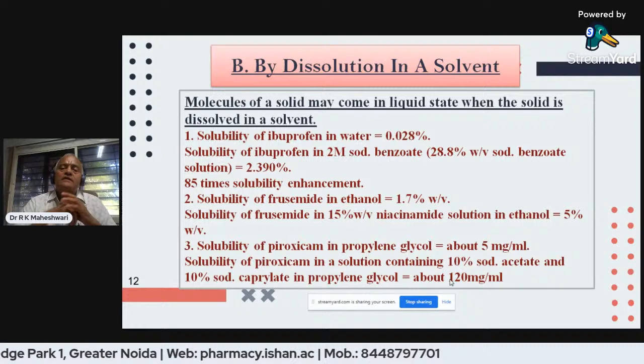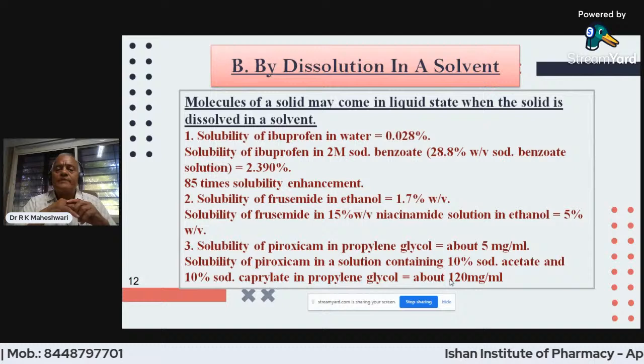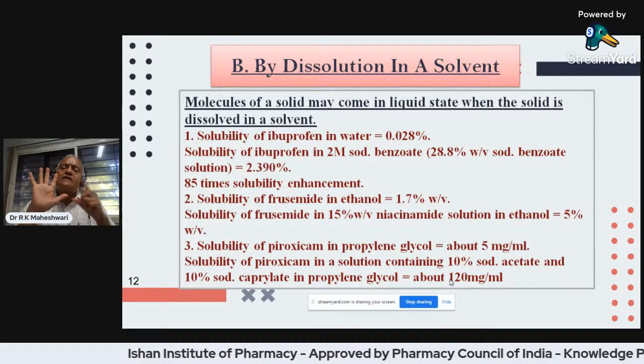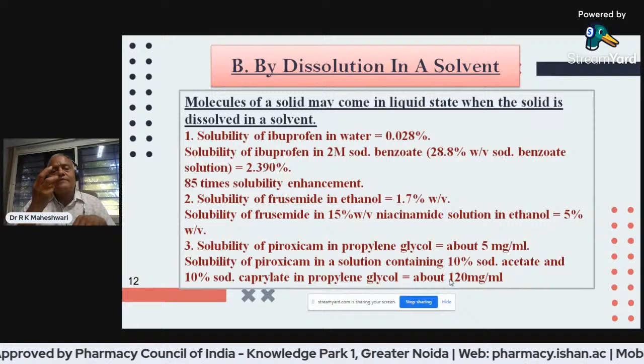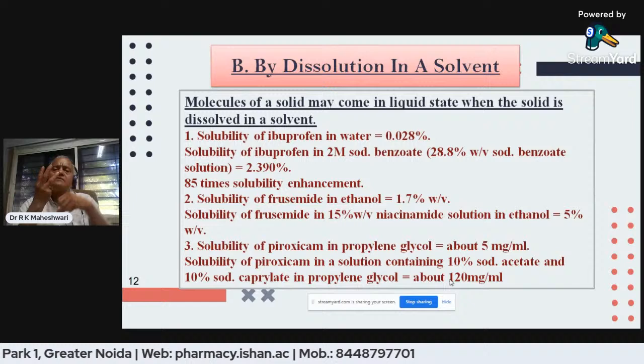niacinamide is a solid at room temperature. In this solution, the solubility of furosemide is about 5%. 5 divided by 1.7 is nearly 3-fold enhancement in solubility there. What is the reason for solubility enhancement? The molecules of niacinamide are available in ethanol in liquid state. And these molecules are also involved in hydrogen bonding and weak one to one forces.